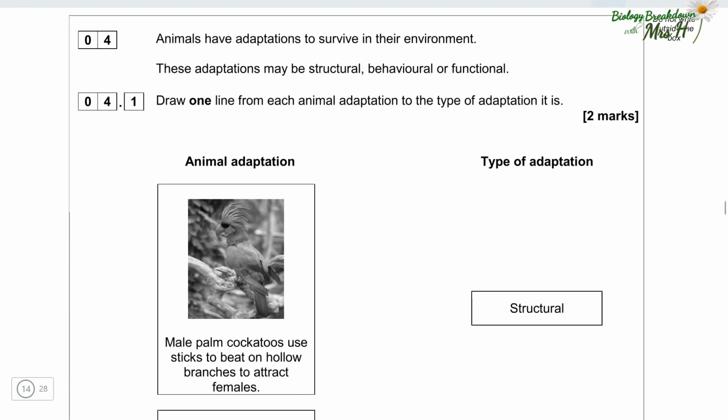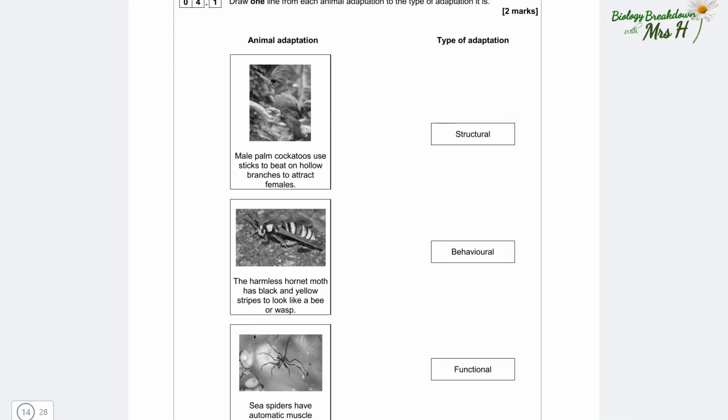Animals have adaptations to survive in their environment. These adaptations may be structural, behavioural, or functional. Draw one line from each animal adaptation to the type of adaptation it is. Male palm cockatoos use sticks to beat on hollow branches to attract females.